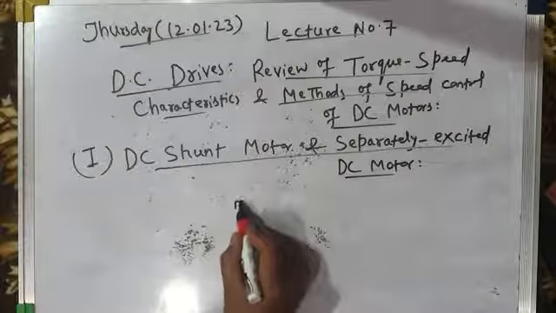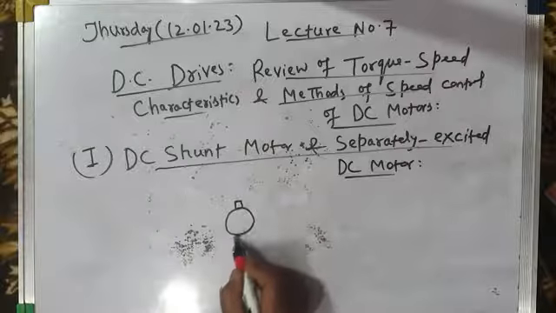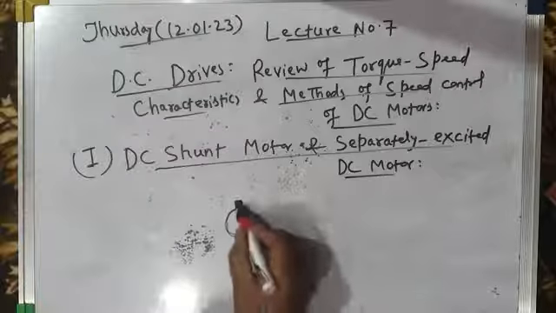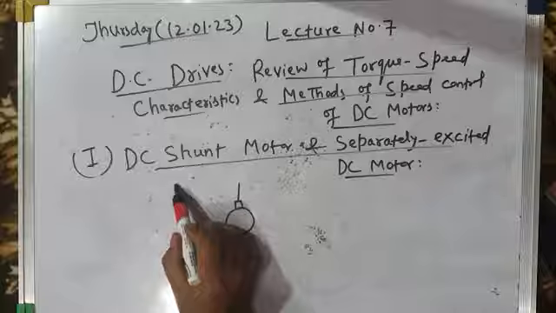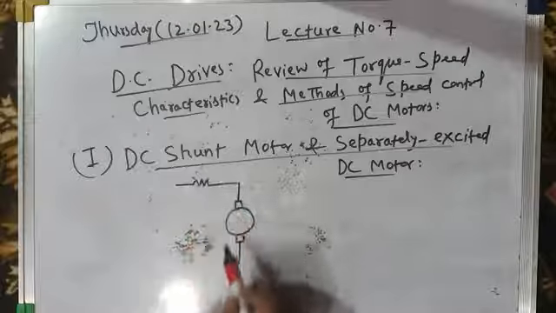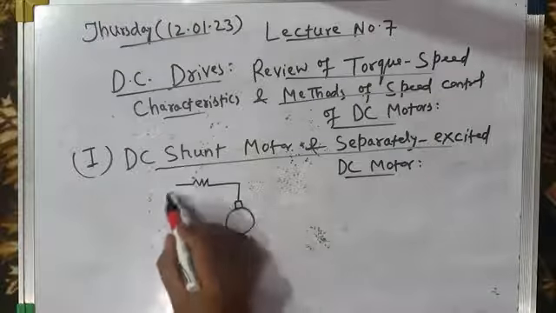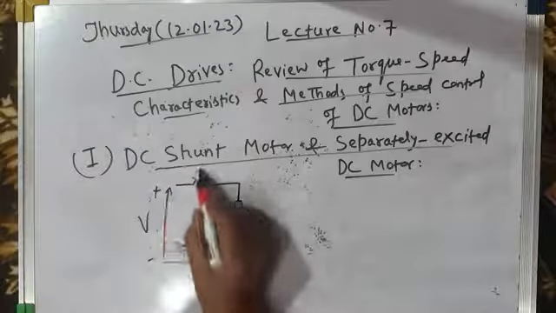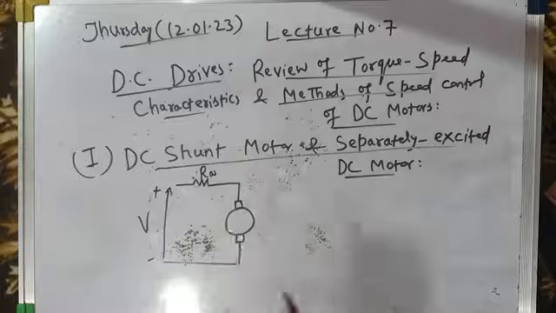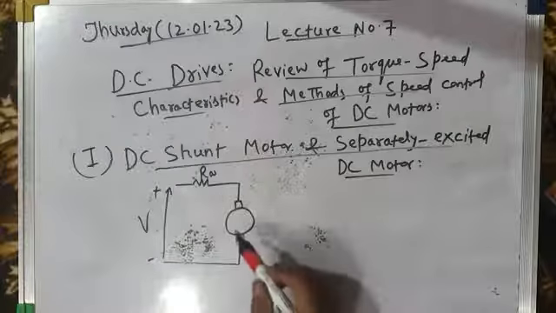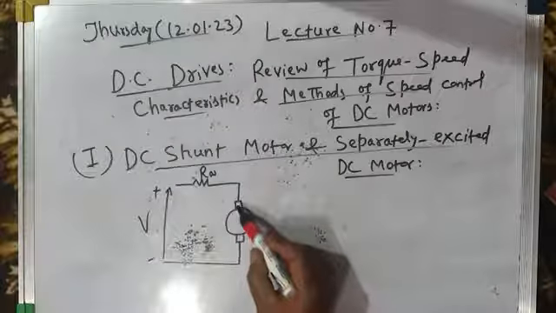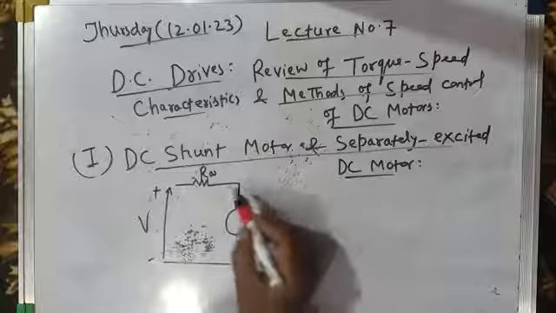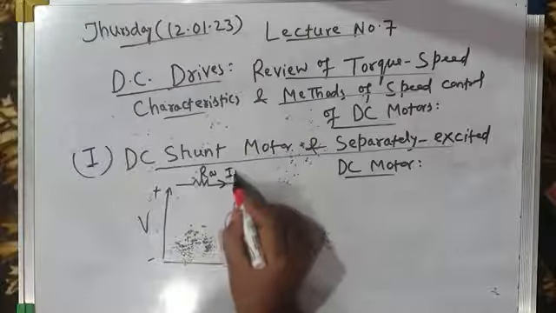Let me draw the equivalent circuit diagram of a DC shunt motor. This is the equivalent circuit diagram of a DC shunt motor. This is the applied voltage. Let's call this voltage V. This is the armature circuit resistance Ra. It is the resistance of the armature winding plus the resistance of the brushes. The current flowing is Ia.